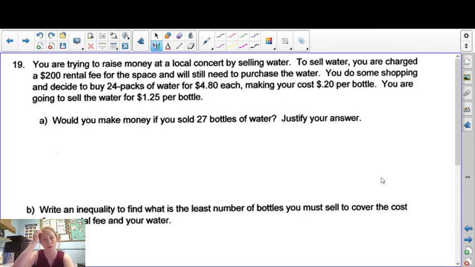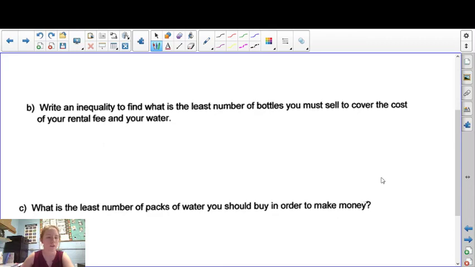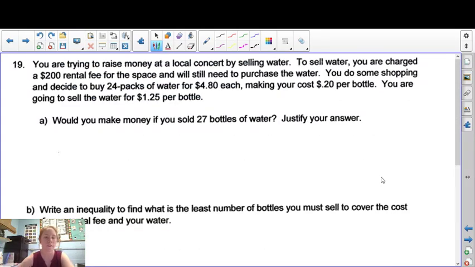Last one. Thought we were getting close. You're trying to raise money for a local concert by selling water. You are charged a $200 rental fee for the space and will still need to purchase the water. You do some shopping and decide to buy 24 packs of water for $4.80 each, making your cost roughly 20 cents per bottle. You're going to sell the water for $1.25. Part A asks, would you make money if you sold 27 bottles of water?